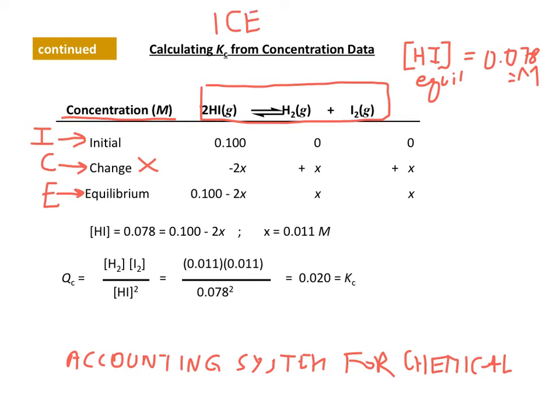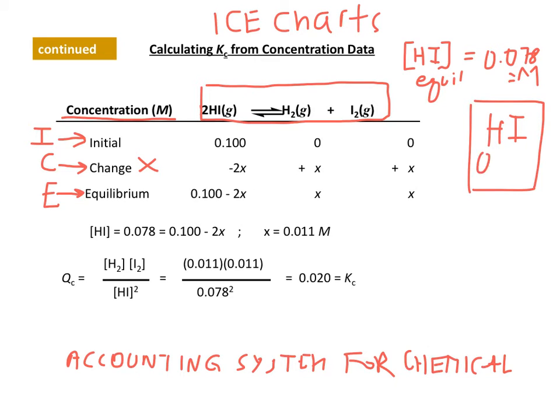All right, so initially, when we throw everything into the tank, we have only HI. And the HI we calculated in terms of molarity, because they gave us moles per liter. We calculated that the concentration initially at the beginning was 0.100 molar. So at the very beginning, before anything happens, I have 0.100 molar HI. I have 0 H2 and 0 I2.